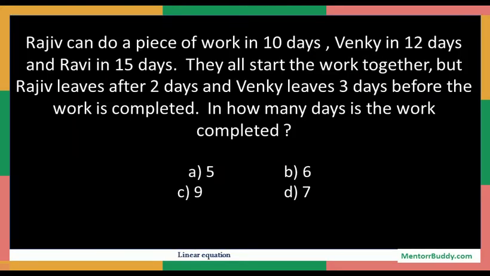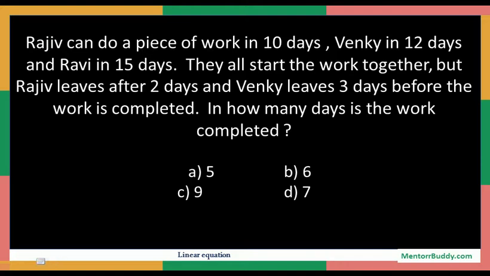The question says Rajiv can do a piece of work in 10 days, Venki in 12 days and Ravi in 15 days. They all start the work together, but Rajiv leaves after 2 days, and Venki leaves 3 days before the work is completed. So in how many days is the work completed?